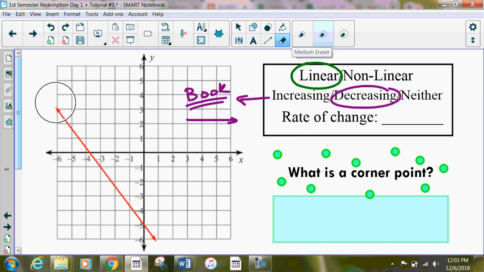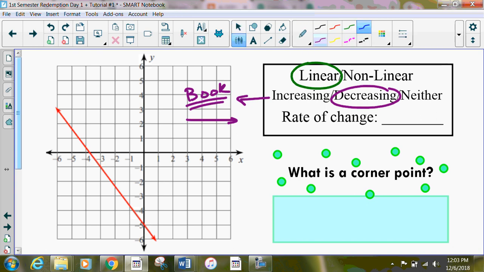So rate of change is the same thing as slope, and they're both referring to how much rise is there in your graph to how much it runs. So let's look at this graph. Before I can tell how much we rise and how much we run, I have to find 2 points that we can compare. And so we're going to find 2 points that we're going to call corner points.